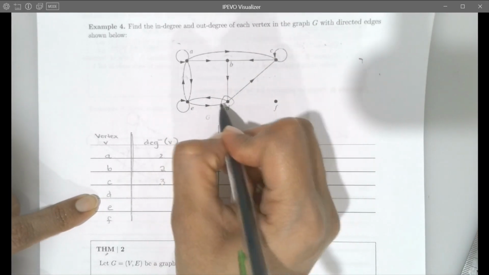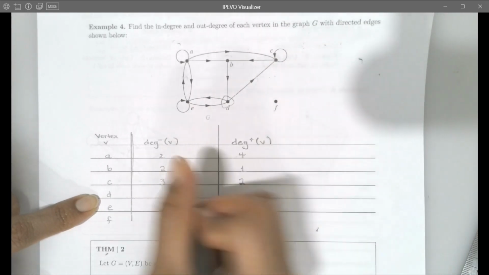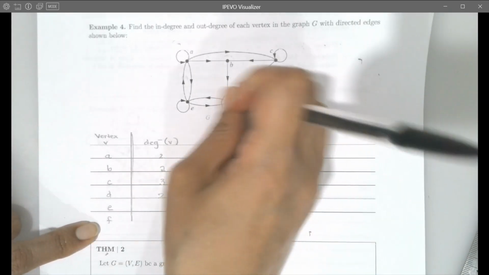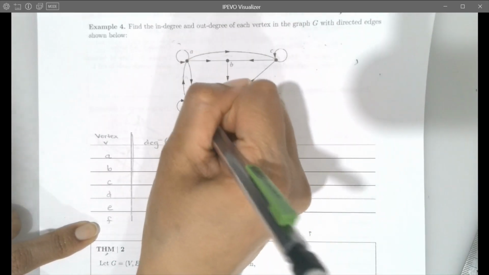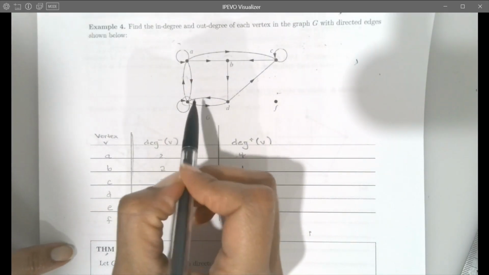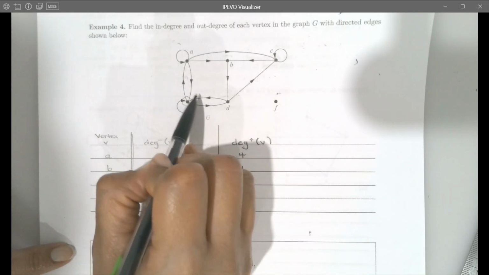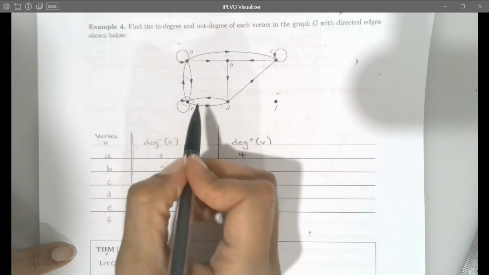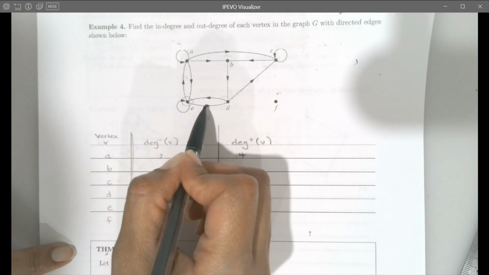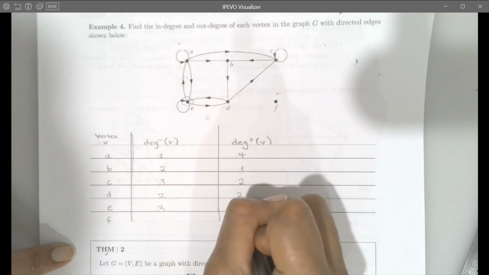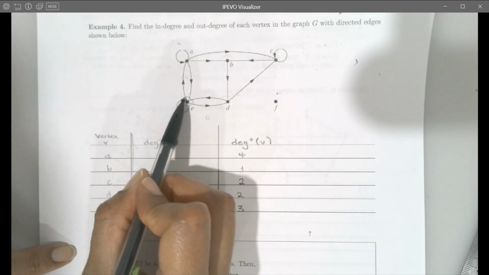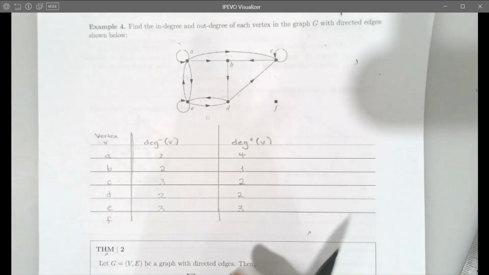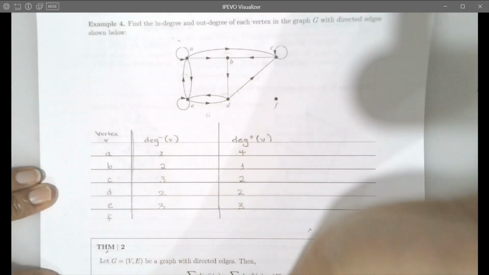Okay, D has 2 that are incoming, and 2 that are outgoing. E has A and D that are incoming as well as itself. So that's 3 incoming and 3 outgoing to D, A, and itself. And the total number of edges is 6. 3 plus 3 is 6. So that looks good.